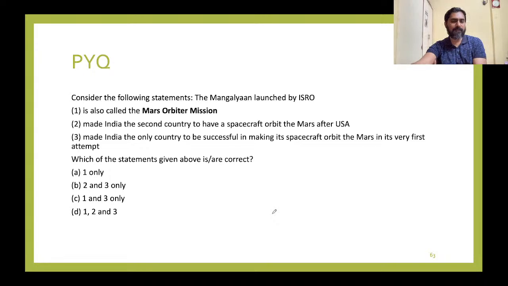Consider the following statements. The Mangalyaan launched by ISRO is called the Mars Orbiter mission. It made India the second country to have a spacecraft orbit the Mars after USA. It made India the only country to be successful in making its spacecraft orbit the Mars in its very first attempt.